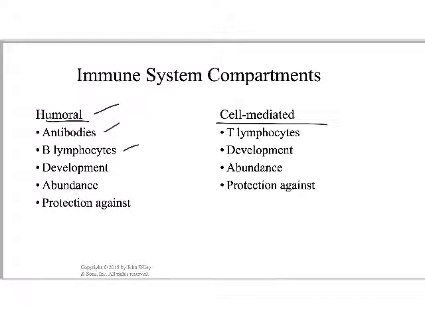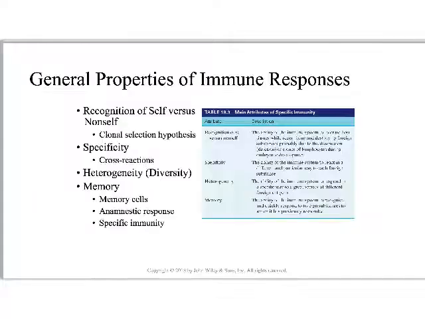B lymphocytes are part of it. We're going to talk about how they develop, their abundance, and what they protect against. And then cell-mediated are T lymphocytes. We'll talk about how they develop, how abundant they are, and what they protect against. We're not really going to talk too much about the development. They know a lot. They know exactly how they recognize self and how they develop, and we're not going to spend a lot of time on that. But we'll talk about the basics of them and how they work.